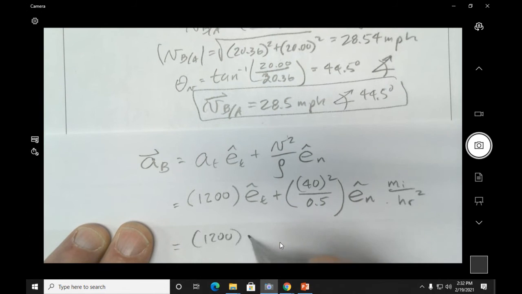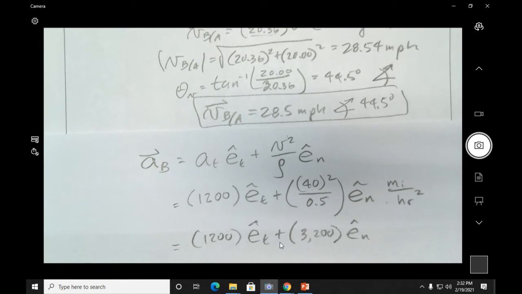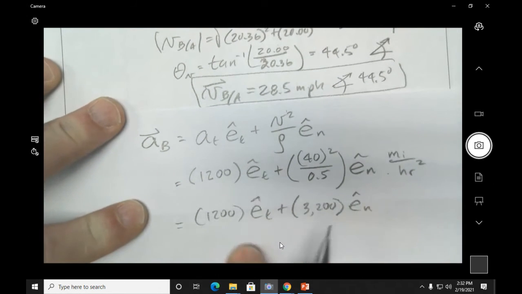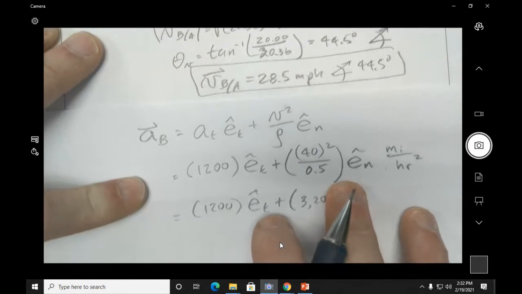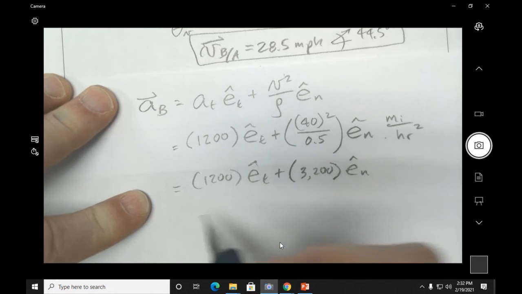So 1200 eT, and this as a value is 3200 eN. Now we can find the magnitude of this. We don't necessarily need to do the coordinate transformation first, and it's of no benefit.